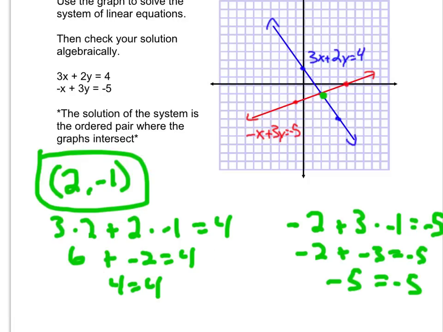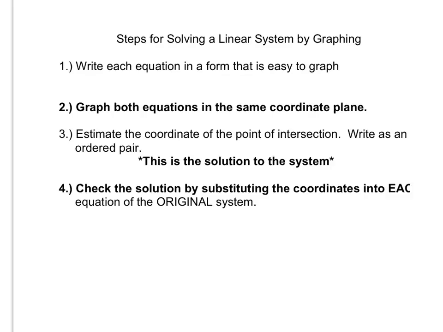So let's go on to some steps and an example of how to start from the graphing aspect and actually do the graphing yourself. Here are our steps to solve a linear system by graphing. The first thing you're going to do is write each equation in a form that's easy to graph. So it might be slope-intercept form, it might be point-slope form. You might just leave it in standard form and use the little tricks I taught you to solve this. It kind of depends on what you like the best. We learned slope-intercept, point-slope, and standard.